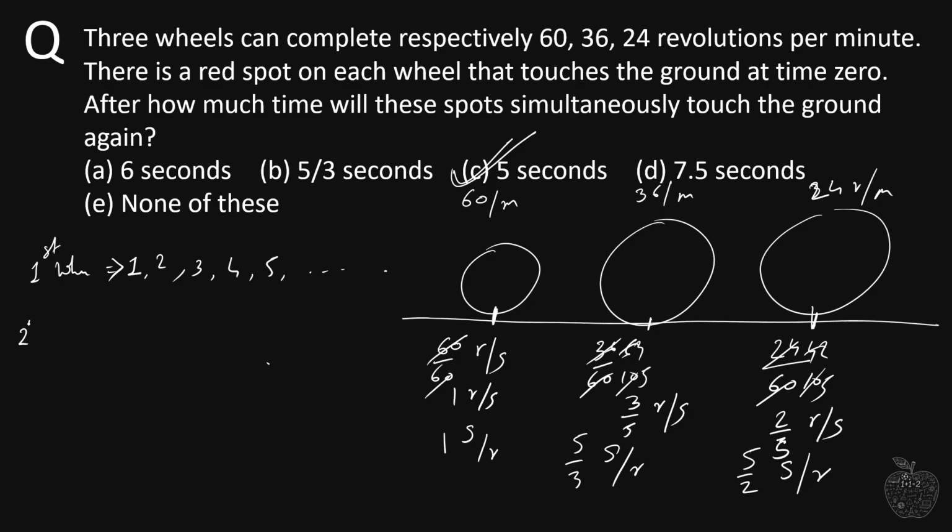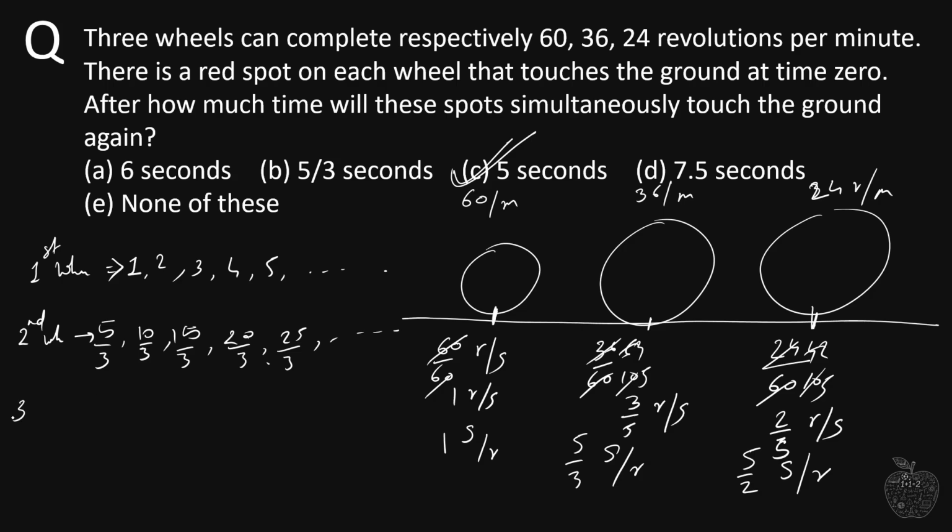For the second wheel, it touches the ground at 5 by 3 seconds. After that, it will take another 5 by 3 seconds to touch again. So 5 by 3 plus 5 by 3 is 10 by 3. It will take again 5 by 3 seconds to complete the entire revolution. So 10 by 3 plus 5 by 3 is 15 by 3, and so on: 20 by 3, 25 by 3, and so on.